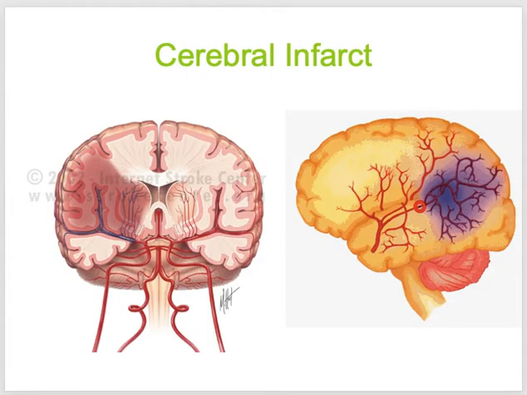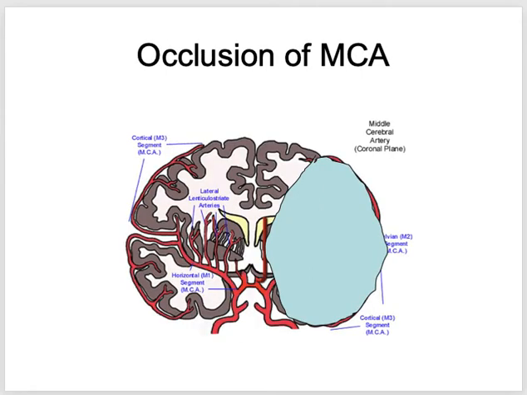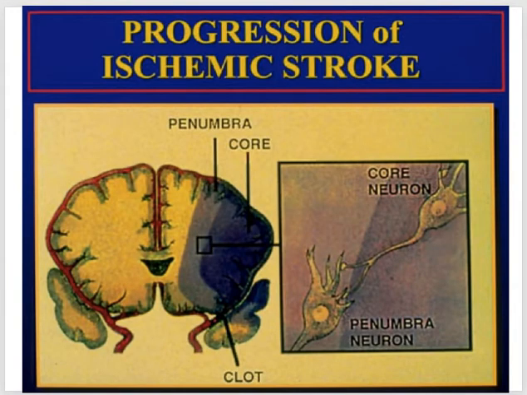Now, what is a watershed area? Okay, I will show you the watershed area. Sorry, I'm going to take you through the concept of the watershed area. See, for example, this one is coming from the anterior cerebral artery, and this blood supply is coming from the middle cerebral artery. So what happens? The blood supply is blocked from here.